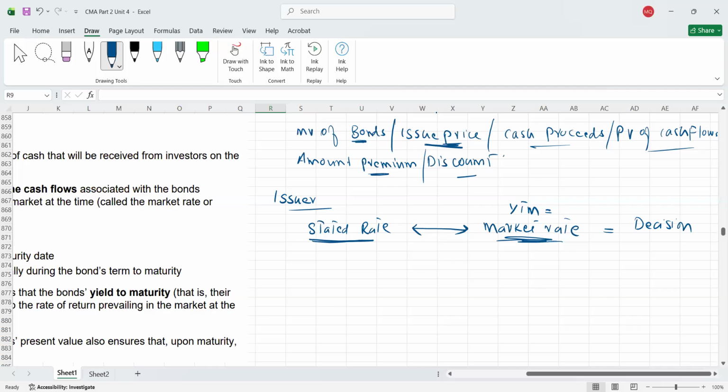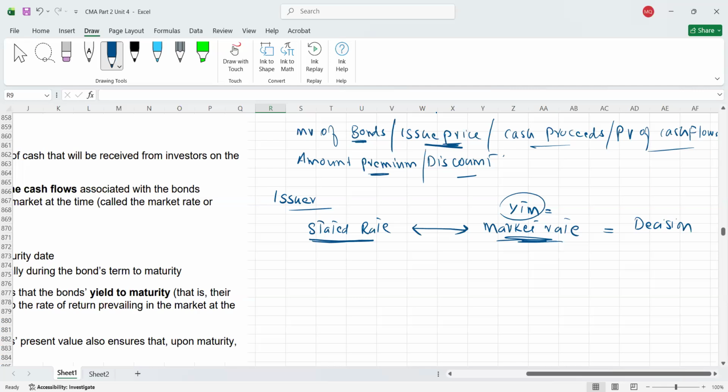Generally, when we calculate the yield to maturity, we calculate internal rate of return from the bondholder's point of view, but that is not our part here. So we are just discussing how to do the bonds valuation. I told you about the stated rate, which is mentioned on the bond, and the market rate, whatever rate of interest is prevailing in the market. Once you compare these two rates, it will help you decide whether we should issue the bonds at par, at premium, or at discount.